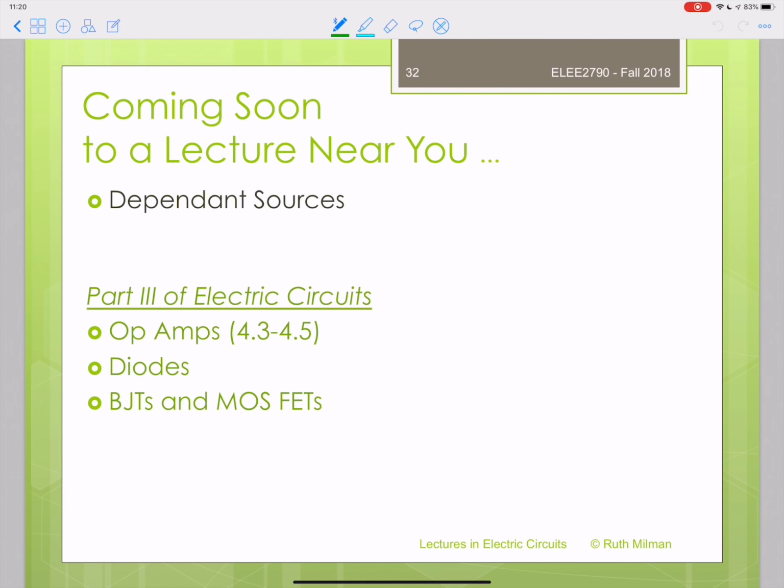So we've actually now finished unit number 2, and what we're going to be starting in our next lecture is part 3 of electric circuits, where we look at various different elements, either powered elements or nonlinear elements. We're going to look at dependent sources first, and then op-amps, diodes, BJTs, and MOSFETs. And we're going to get just a little bit of a flavor of an introduction of what each of these things can do for our electric circuits.